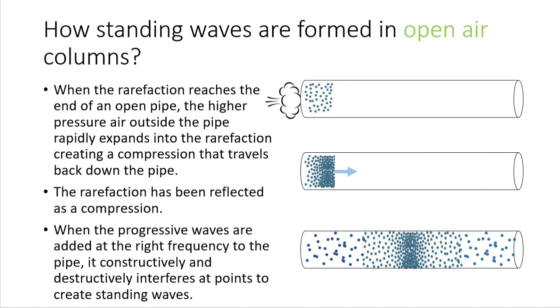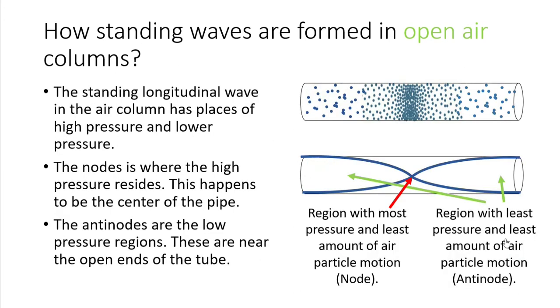So we already have names for these. We call these ones our nodes, and we call them our antinodes. Now this can be represented more clearly using these transverse wave diagrams. What we can see is that the antinodes are indicative of our low pressure region, and our nodes represent a high pressure region right there.